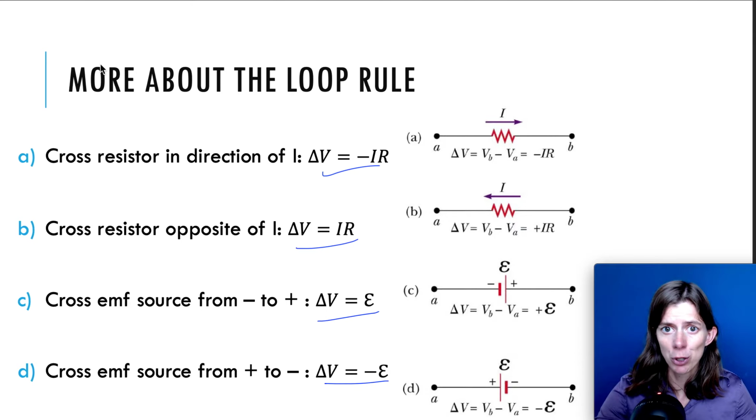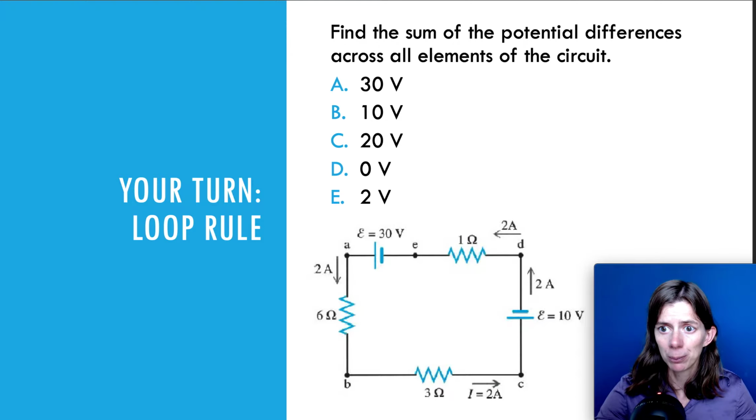We have two examples where we can use the loop rule. So the first one, it's your turn, so I do encourage you to pause the video and try it on your own. And let's take a look at it. It said, find the sum of the potential differences across all elements of the circuit.